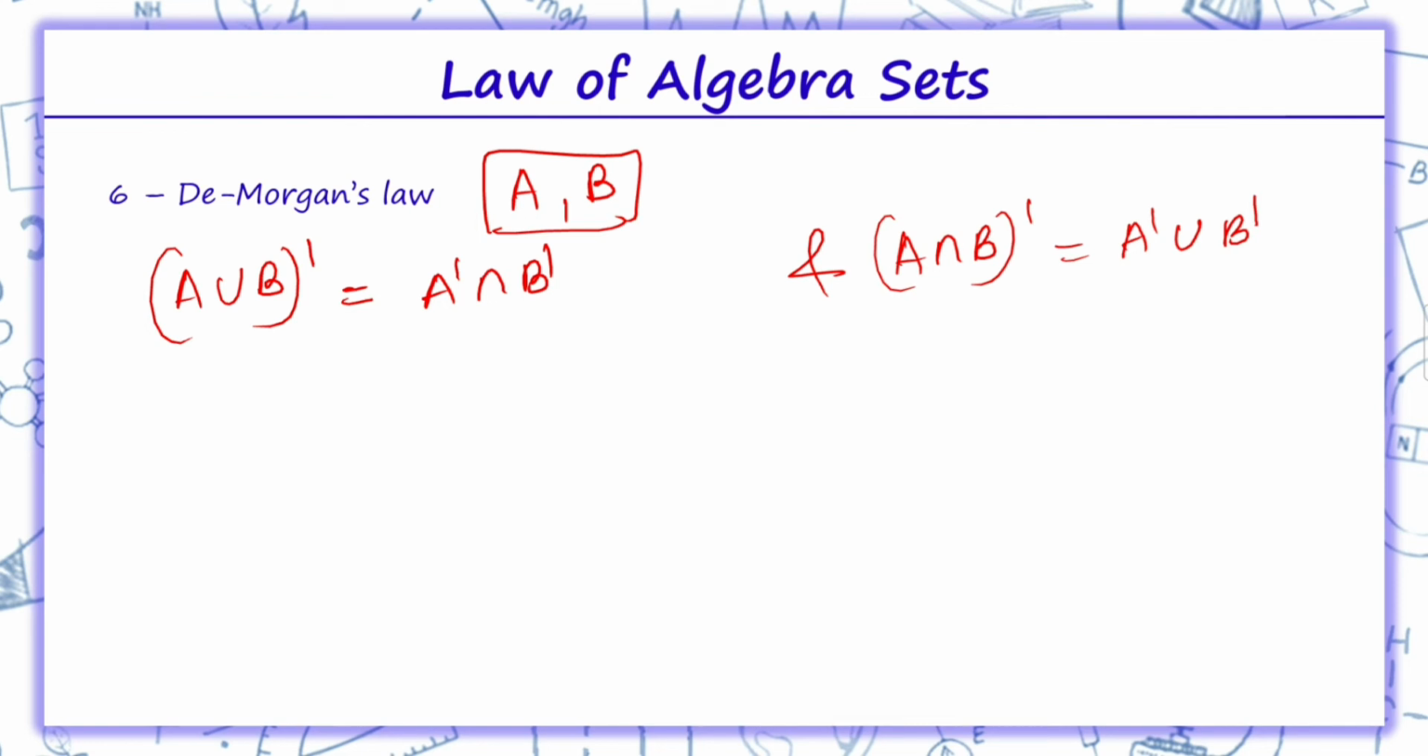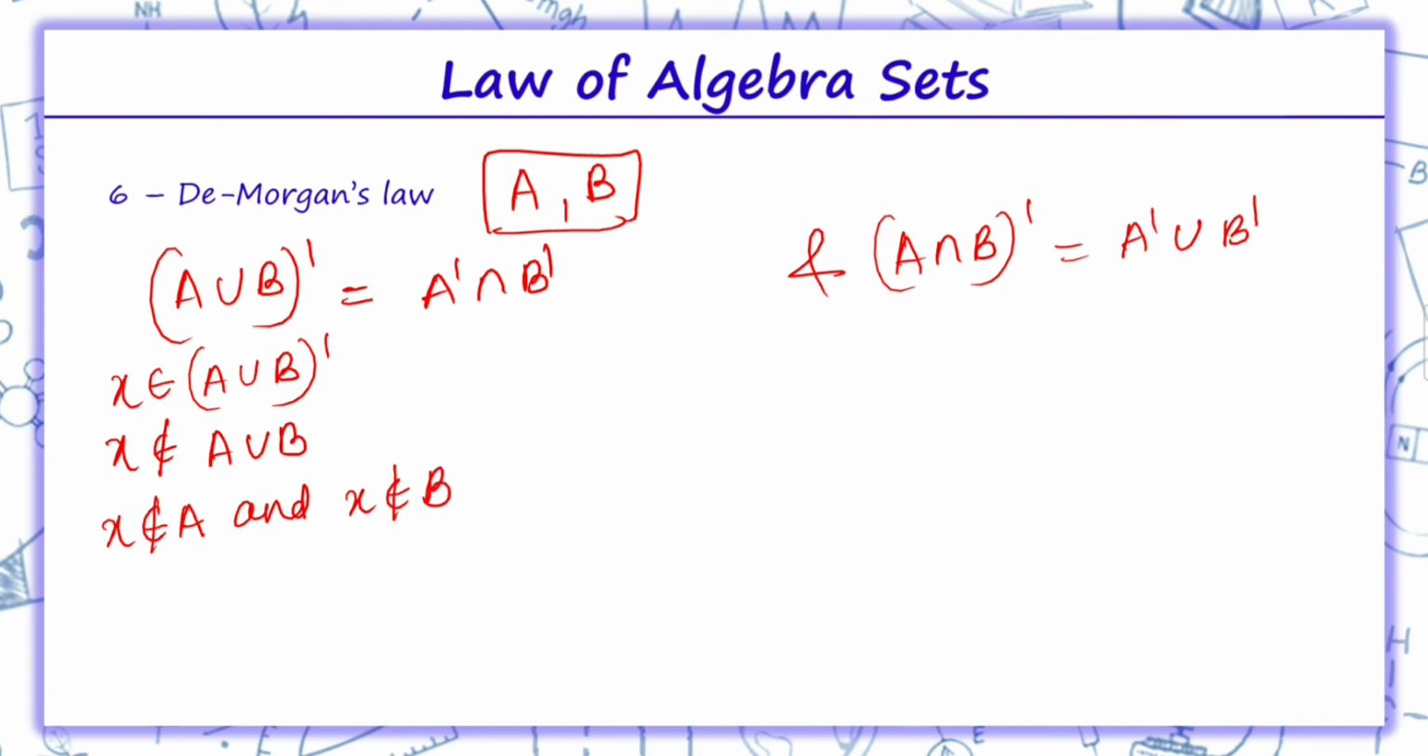So same, we'll take any arbitrary element X that belongs to A union B complement. Now if it belongs to A union B complement, it states X does not belong to A union B. So over here we can write, if X does not belong to A union B, thus X does not belong to A. Usually for union we write or, but over here it is does not belong, therefore we are writing and X does not belong to B.